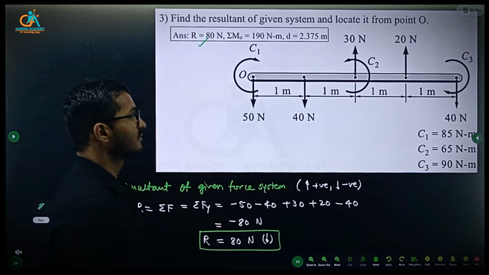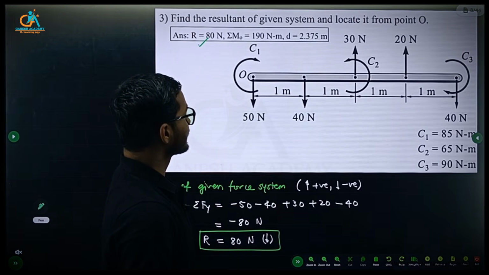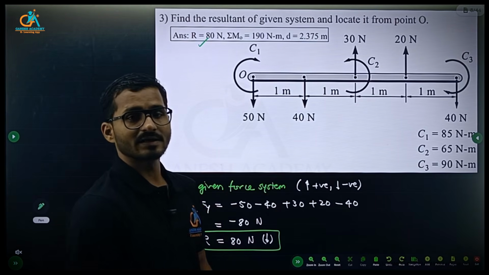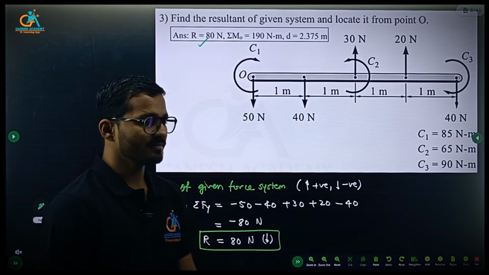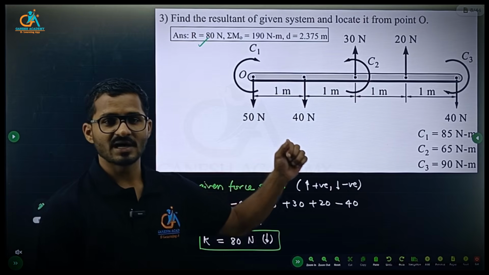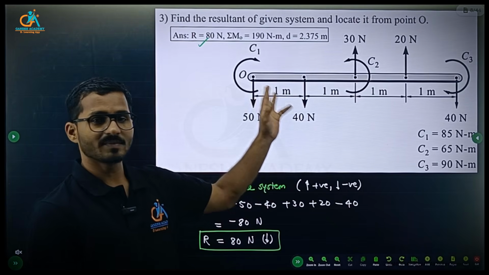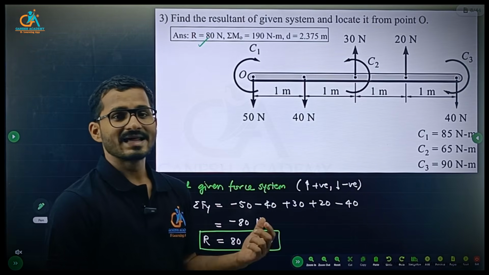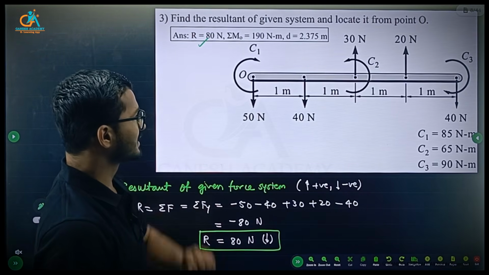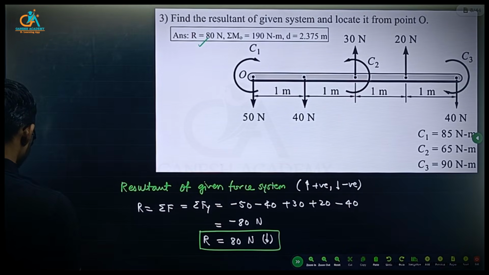Now they are asking to locate the resultant force from this point O. So again we are going to consider Varignon's theorem. The algebraic sum of moment of all the forces and the couples should be equal to moment of the resultant force about the same point of interest O. So Varignon's theorem.